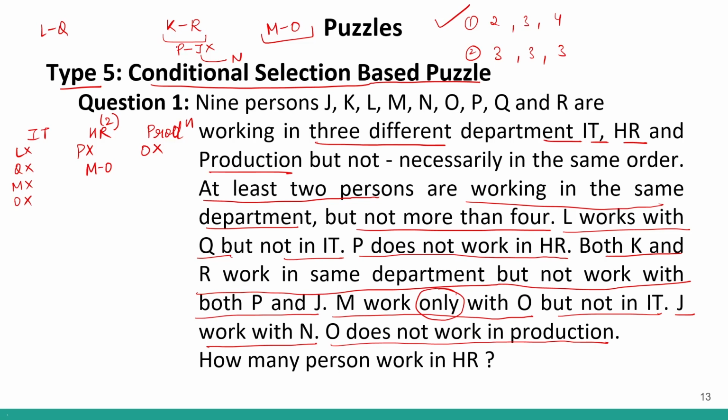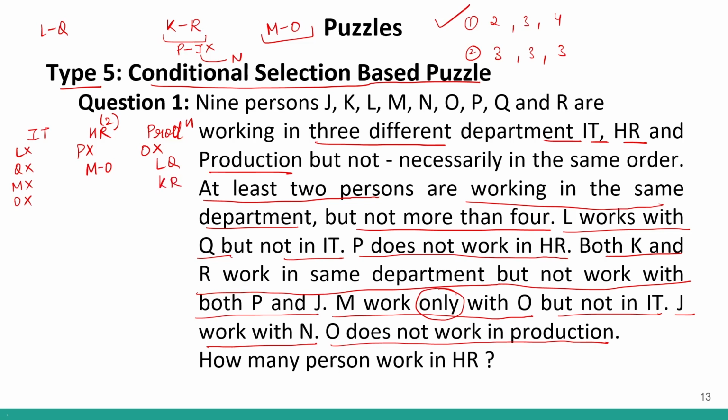Now I can see K and R do not work with P and J, but they can work with L and Q. Correct? In IT, we cannot have L and Q. That means in production, we will have L and Q. And we have to have 3 people or more than 3 people. We have to have 3 or 4 people. So K and R can work with production.